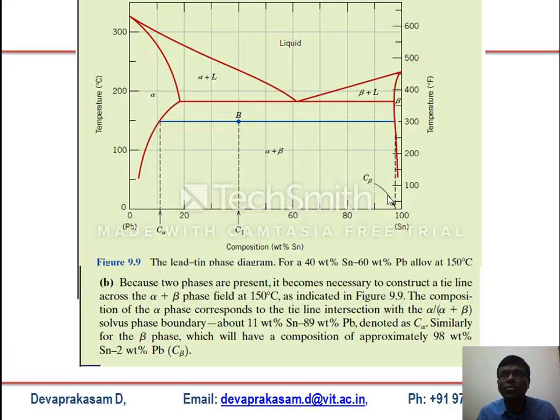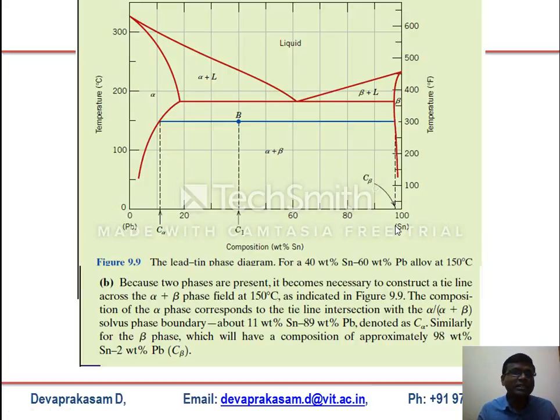So now look at that. What is that boundary about? C alpha is denoted, if you look at that, as 11 weight percentage of the tin and 89% of the lead. Similarly, for the beta, C beta is 98 weight percentage of the tin and 2 weight percentage of the lead. Okay, so that's how you have to mention it. You look at this point, draw a tie line, drop this line at C1, C alpha, and identify this composition. Identify the fraction of lead and tin.